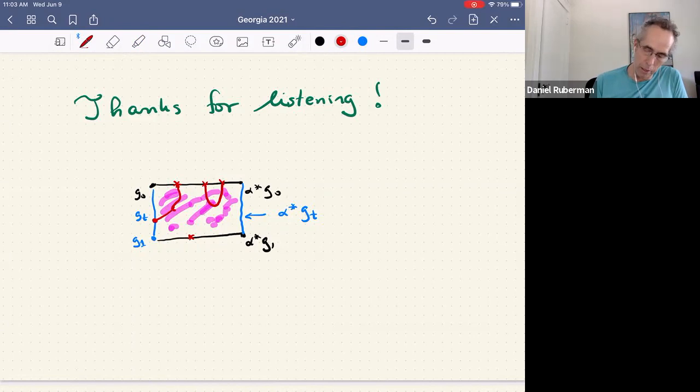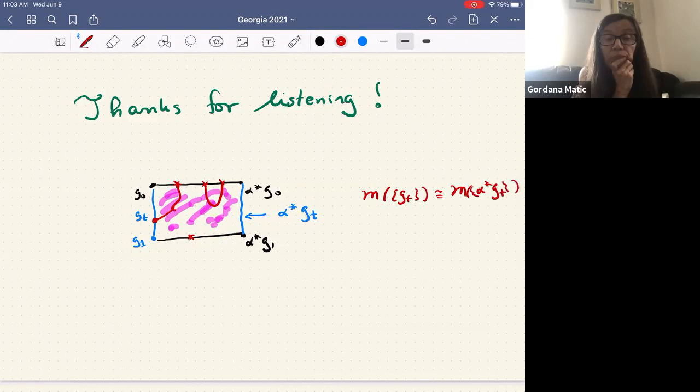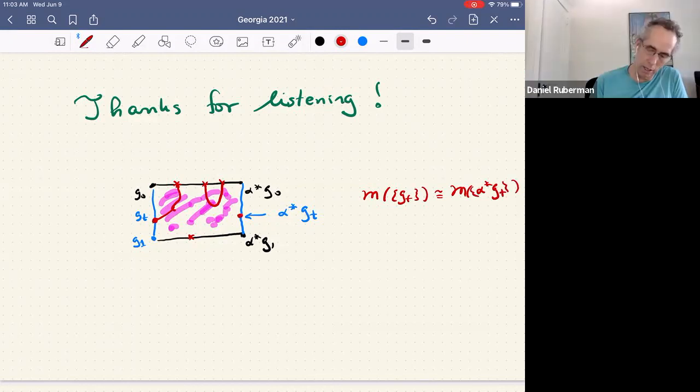Well, the main point is that if I take the moduli space associated to the whole one-parameter family GT, this is diffeomorphic to the moduli space for the collection alpha star of GT. So if you like, whatever shows up on this side shows up on this side, and then it just keeps on going, and there's a one-dimensional cobordism between.